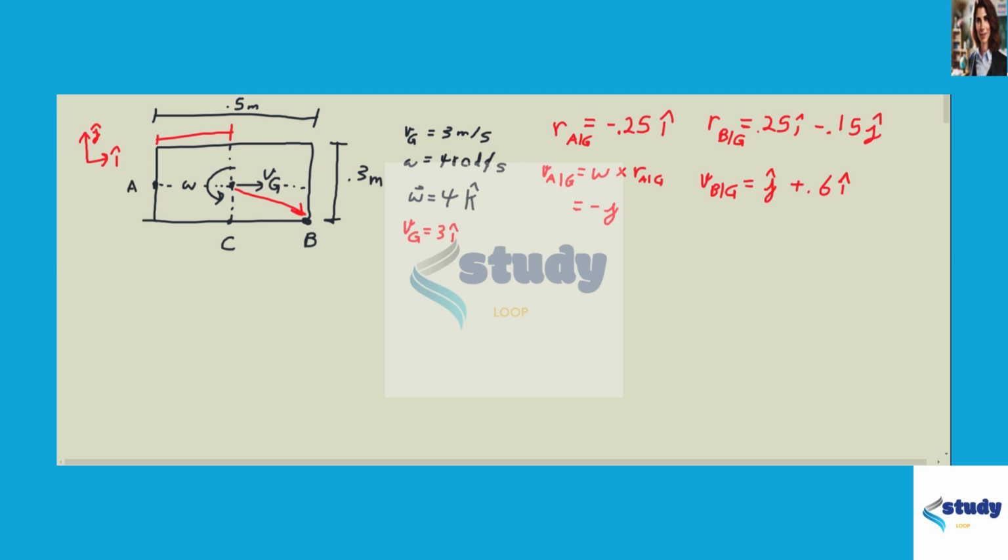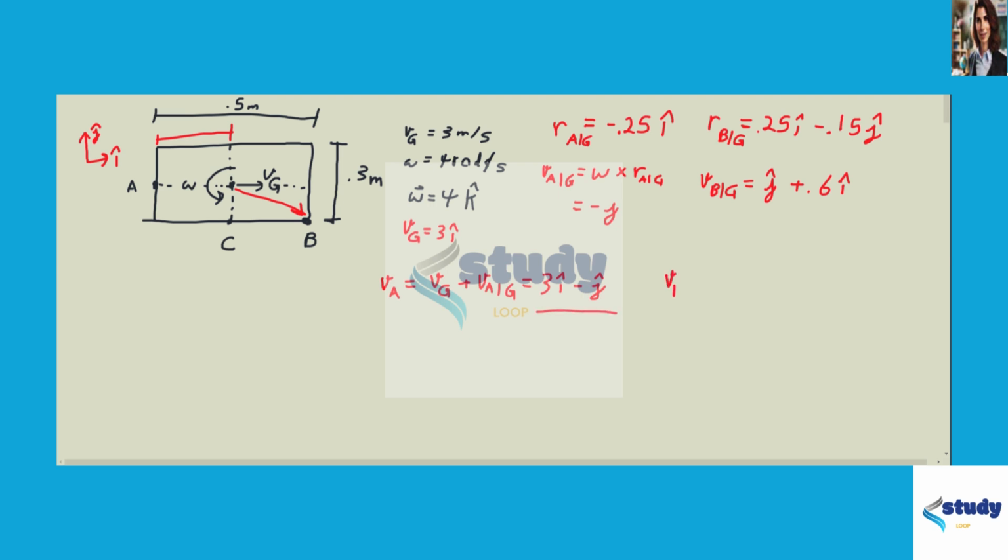So next we want to find the total velocity for each of these. So the velocity of A will simply be the velocity of G plus the velocity of A with respect to G. So they're just added together. Velocity of G was 3 i-hat. So this is just simply 3 i-hat minus j-hat meters per second.